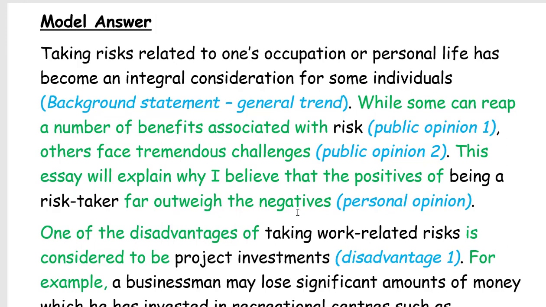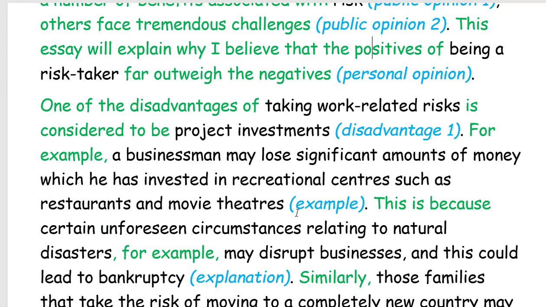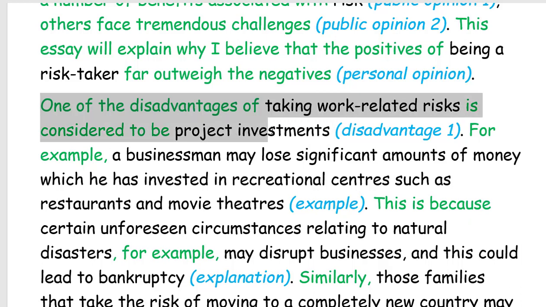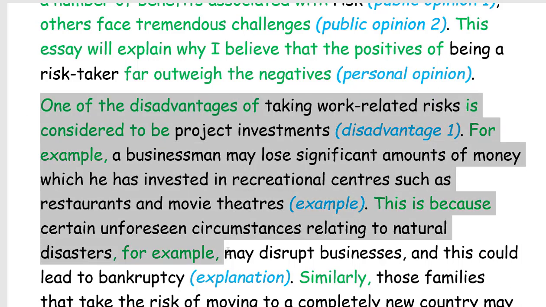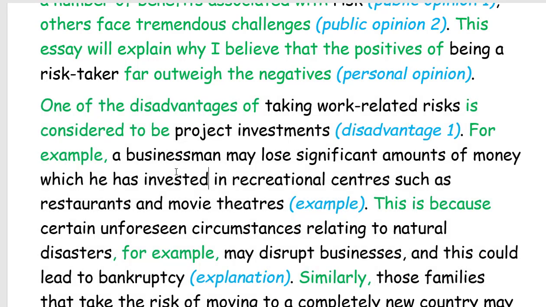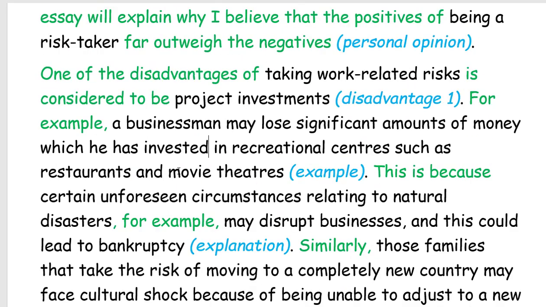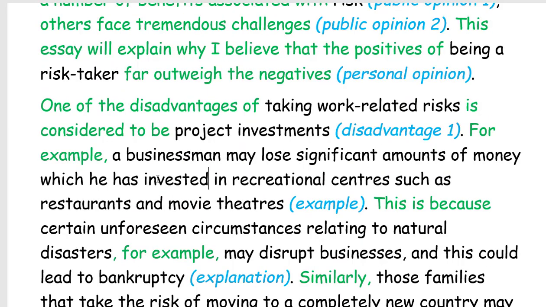Next, now let's just focus on the next paragraph. One of the disadvantages of taking work-related risks is considered to be project investments. Okay, so firstly, in this paragraph, I'll be talking about two disadvantages of taking major risks, okay?